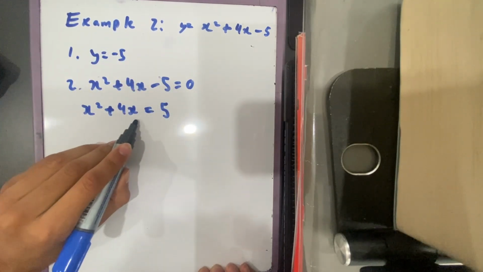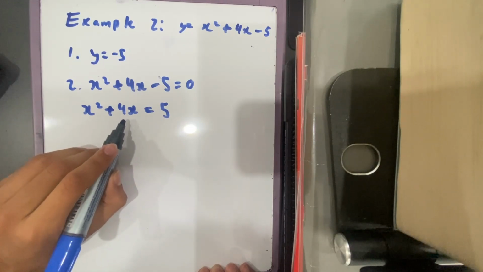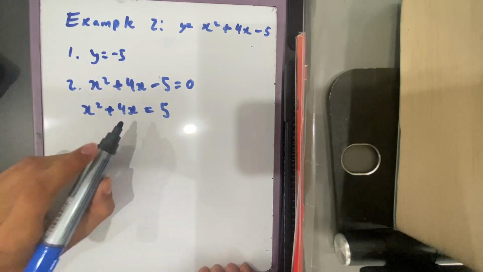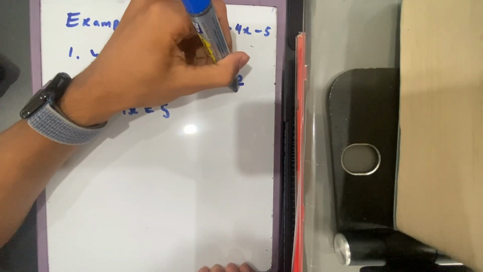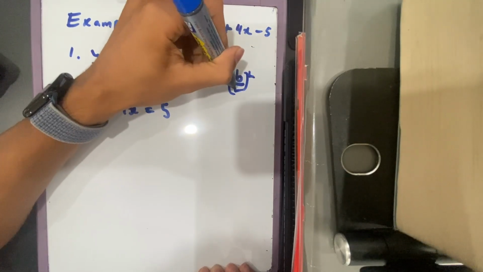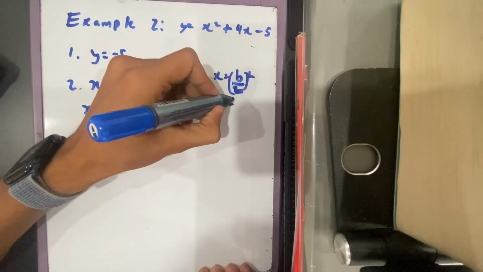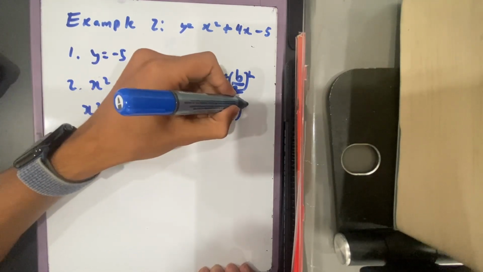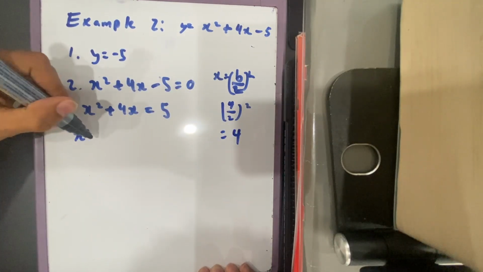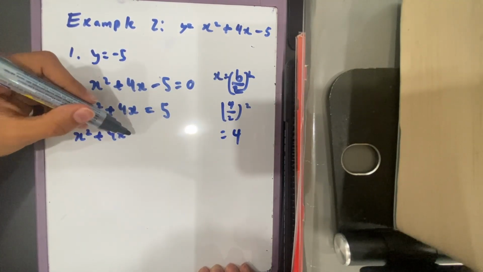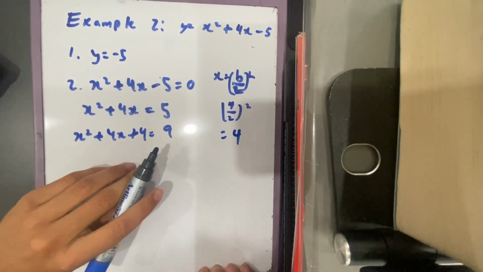And remember what I told you? To find the term that completes the square, you have to do (b on 2) all squared. So our b is 4. So (4 on 2) all squared, which just gives us 4. So x squared plus 4x plus 4. Add 4 on both sides, right here.